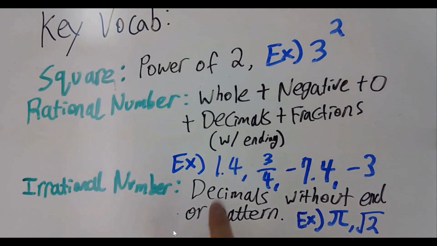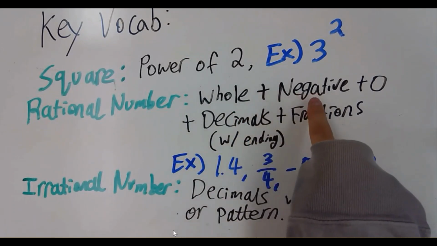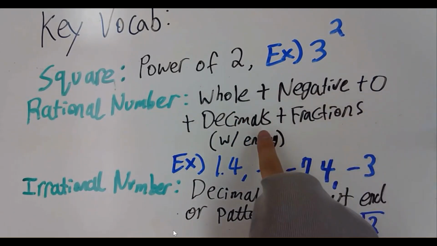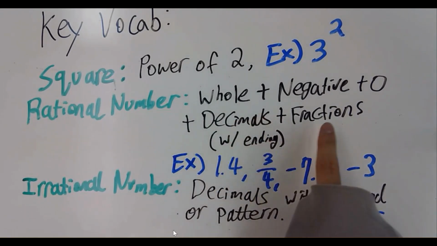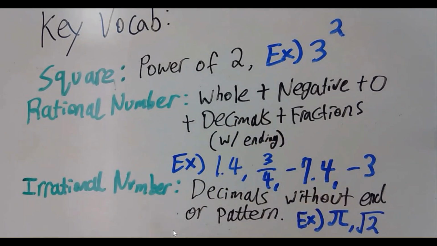The next definition is rational numbers. Rational numbers are pretty much whole numbers, negative numbers, zero, decimals with an ending or pattern, and fractions. So for example, 1.4 is a rational number. 3 over 4 is a rational number. Negative 7.4 and negative 3 are all rational numbers.